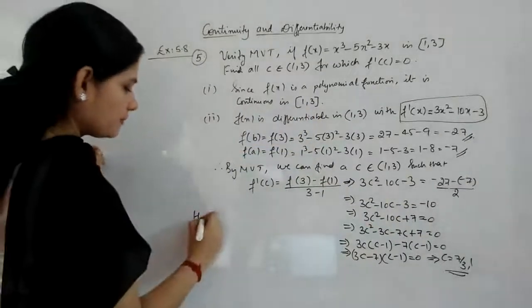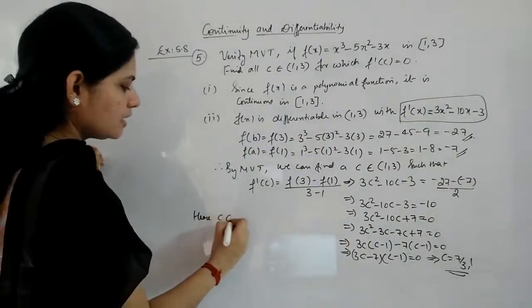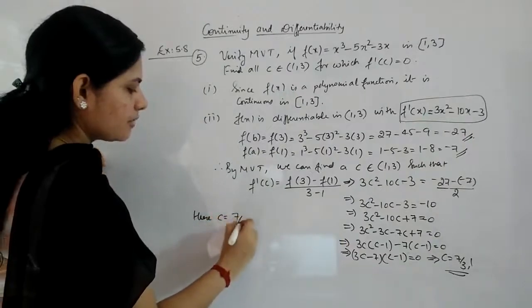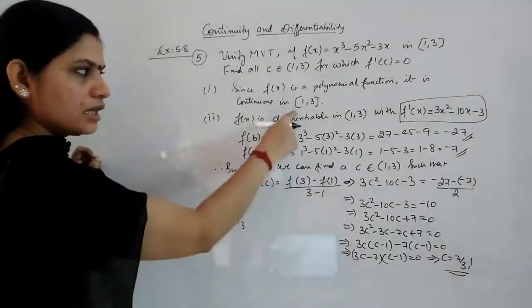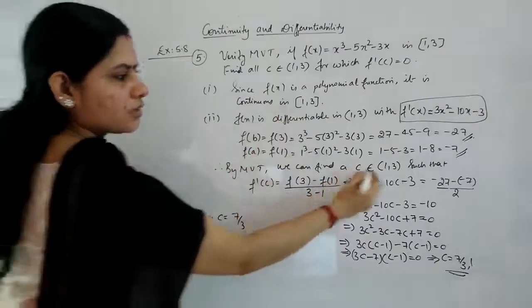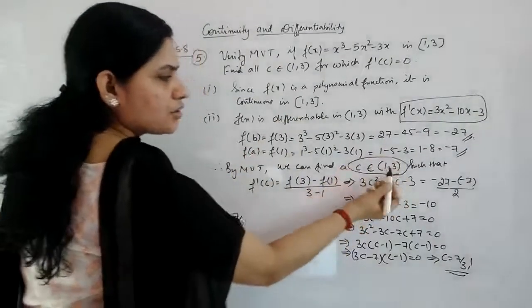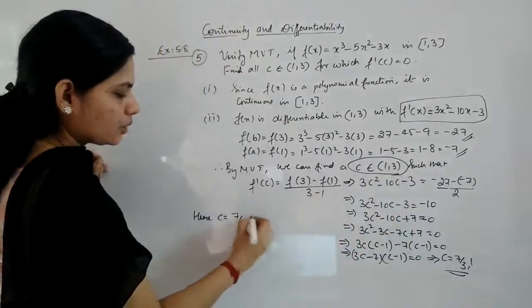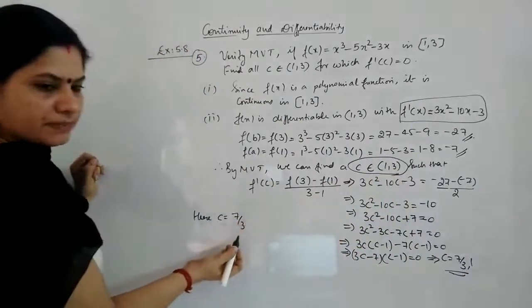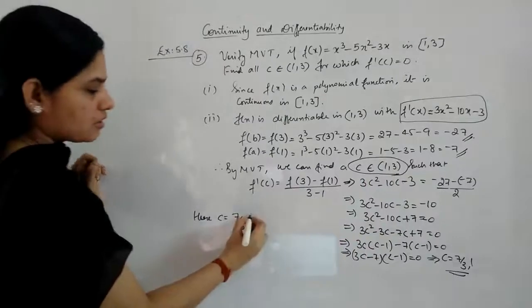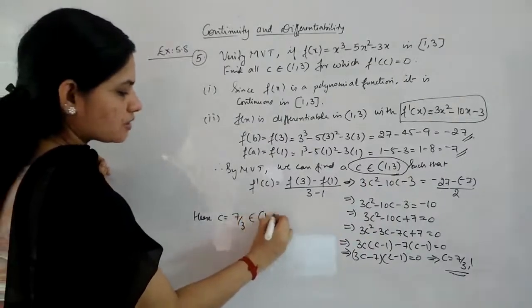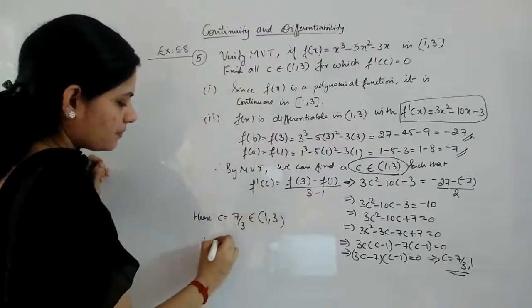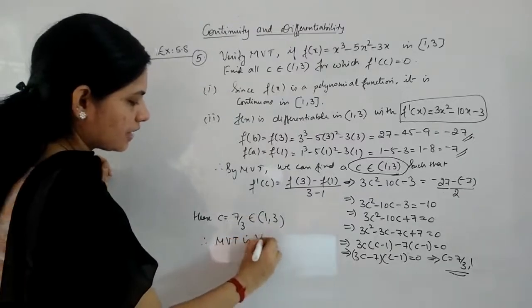So here c can be taken as 7 by 3. You cannot take 1 because in the open interval you have to check. So c belongs to that open interval means you should not take this value 1 as well as 3. Other than that, what value you have? 7 by 3, which is in between 1 and 3, right? So you can say that this belongs to open interval 1, 3. Therefore, MVT is verified.